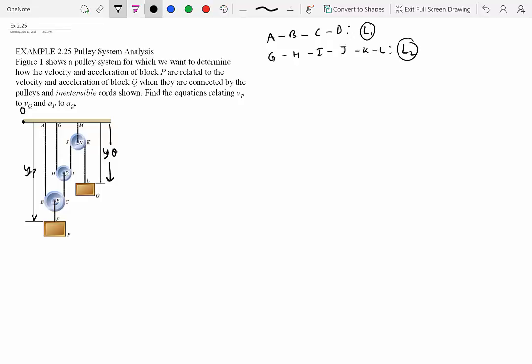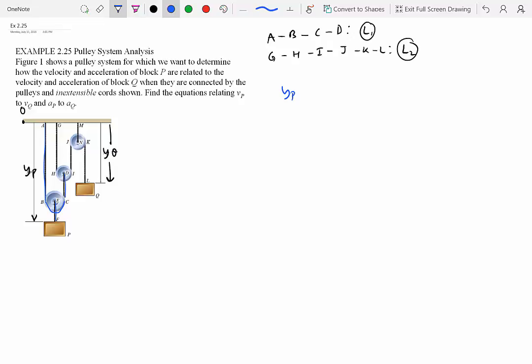So let's start with L1. So what is the length of the cable segment AB? Okay, so we're looking at segment AB. The segment AB can be written as YP minus EF, right? So that would be YP minus EF, and I'm going to ignore the EF because EF is actually constant, plus this part, which is also constant, so I will ignore that, plus this part, which is CD.